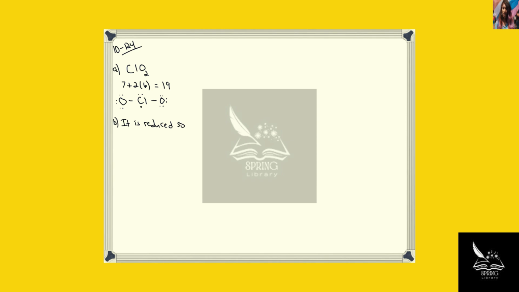Why would this want to be reduced so readily? Well, as you recall, electrons like to be paired, so it doesn't matter whether there's 7 or 9 valence electrons around chlorine. It can readily accept another electron so that all of its electrons are paired.